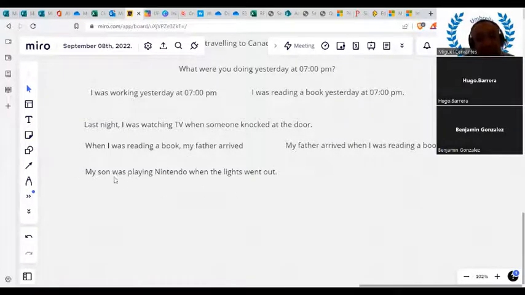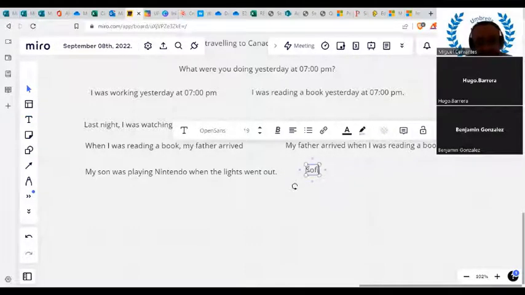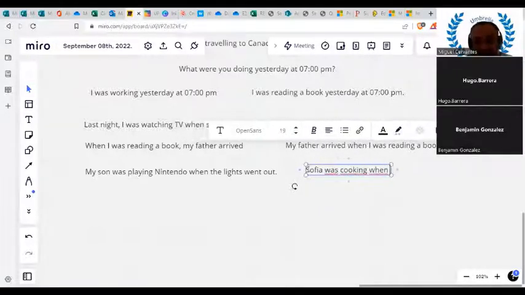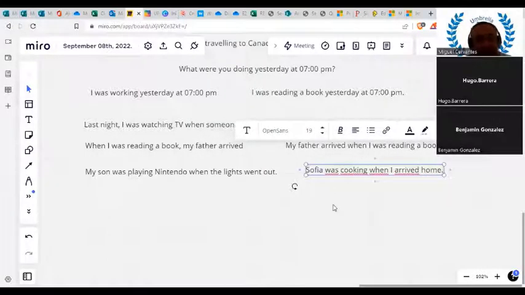For past continuous and simple past? More past continuous. No, Benjamin, how do you say? Yo bueno, puede ser Sofía estaba cocinando cuando yo llegué. Sofía estaba cocinando cuando yo llegué. Okay, Sofía was cooking when I arrived home. I arrived home. Okay.